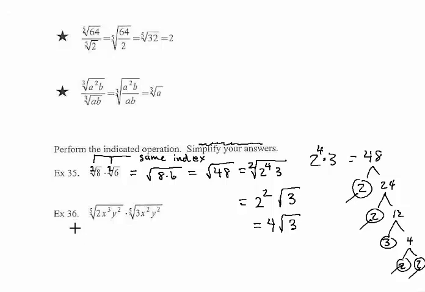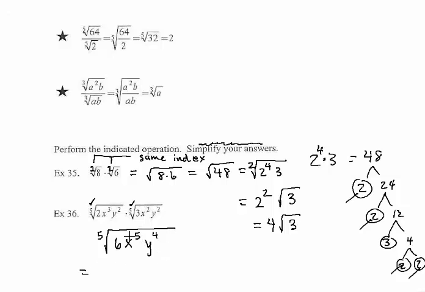Okay, number 36, we have a 5 and a 5. We can combine these under one single 5th root radical. 2 times 3 is 6. X to the 3rd times x squared is x to the 5th. Y squared times y squared is y to the 4th.